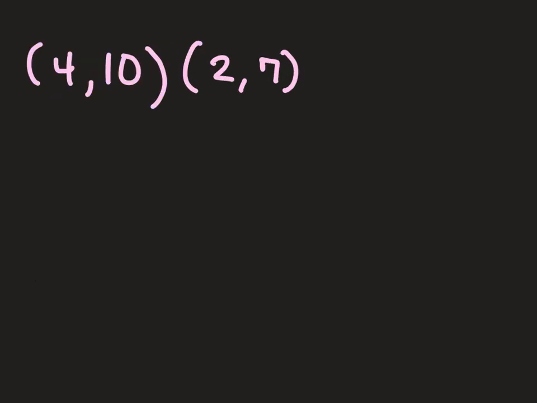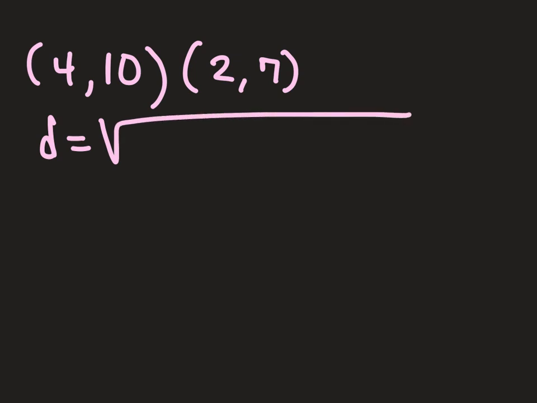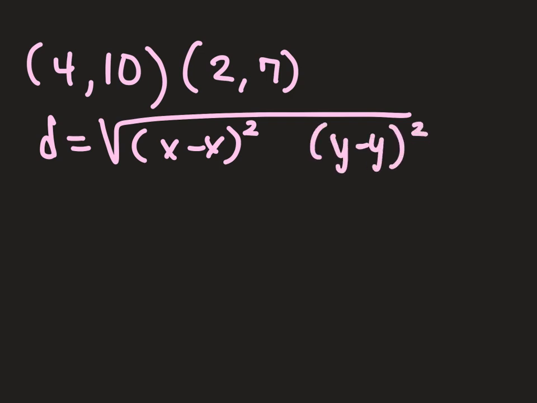But what if they don't give us the picture? What if they tell us that one dot is at (4, 10), another dot is at (2, 7)? It's going diagonal, but they're not going to give us the picture. Well, the distance formula says subtract your x's and then square them. Subtract your y's and square it. Add those two answers, and when you're done, final step is to square root. Now, remember that the first number is x, this first number is x. Second number is y, second number is y.